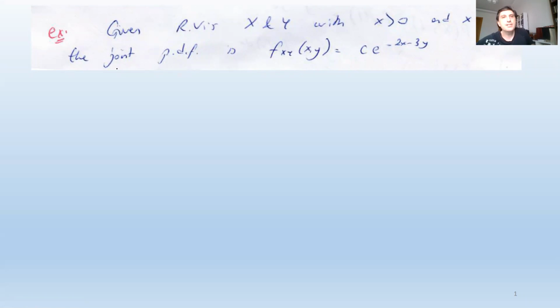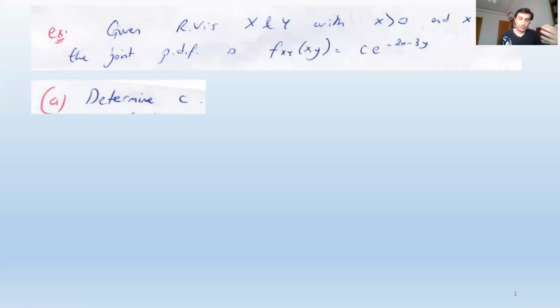All right, so given random variables x and y with x greater than 0 and x smaller than y, the joint probability density is given with this formulation: C times exponential of minus 2x minus 3y. The question is going to consist of a couple of parts. First, determine C.